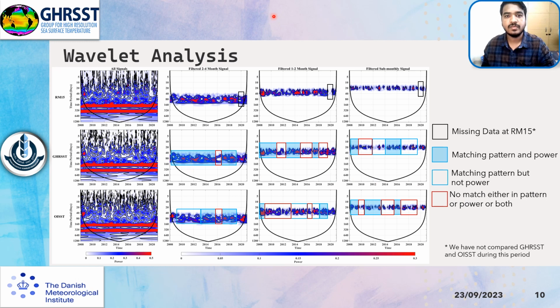So it can be seen that 2 to 4 month signal are almost perfectly captured by both GHRSST and OSST, but the performance of both GHRSST and OSST degrades in capturing the signals occurring at 1 to 2 month or some monthly periods. Overall, GHRSST has performed better than OSST in all the cases.